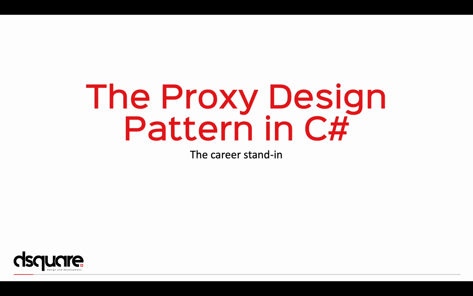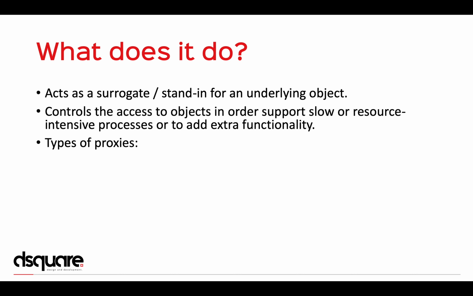Welcome to this video on the proxy design pattern in C#. It's a software design pattern that makes a habit of standing in for other objects. So what exactly is it that the proxy design pattern does? It basically acts as a surrogate or a stand-in for another underlying object. So you can think of it as a go-between. It controls access to objects in order to support either slow or resource-intensive processes or to add extra functionality. Basically, it can also act as a gatekeeper.